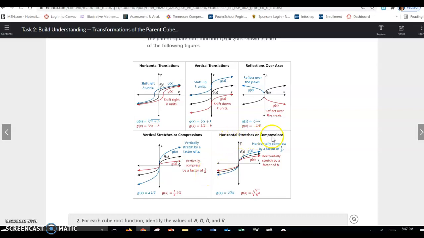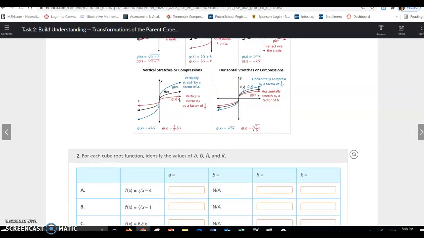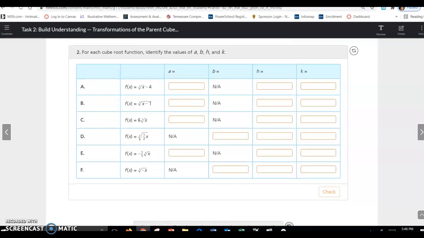And then your horizontal stretch and compressions comes from your b value. The b will be located under the radical. So the cube root of b x is a horizontal compression by a factor of 1 over b. And then if you've got cube root of 1 over bx, that's a horizontal stretch by a factor of b. So again, this is similar to what we looked at in the last section, but now we're dealing with cube roots. It says for each cube root function, identify the values of a, b, h, and k.